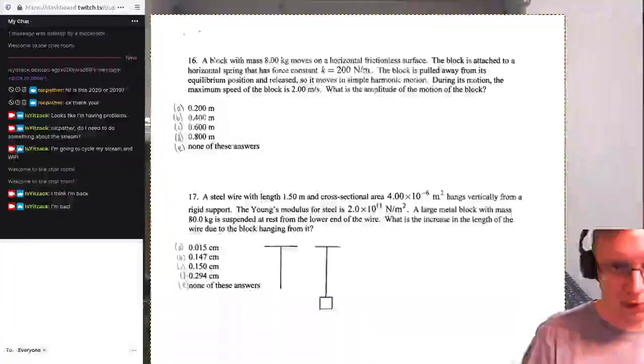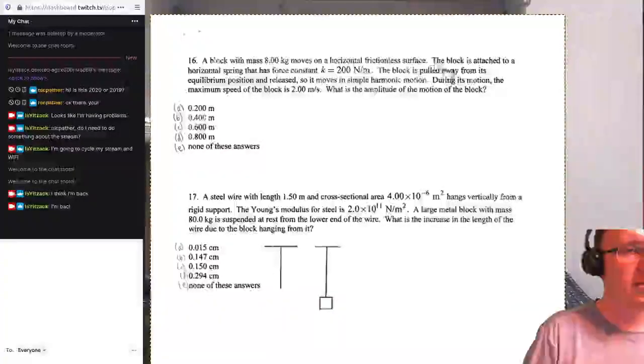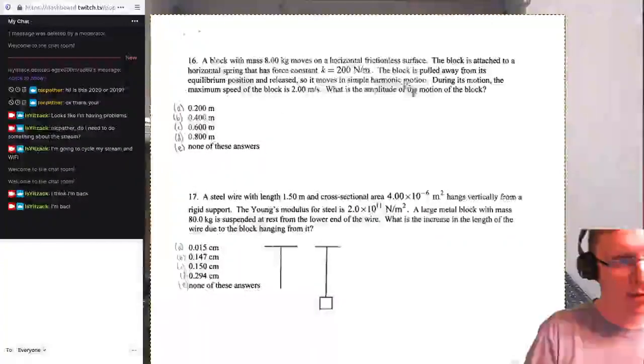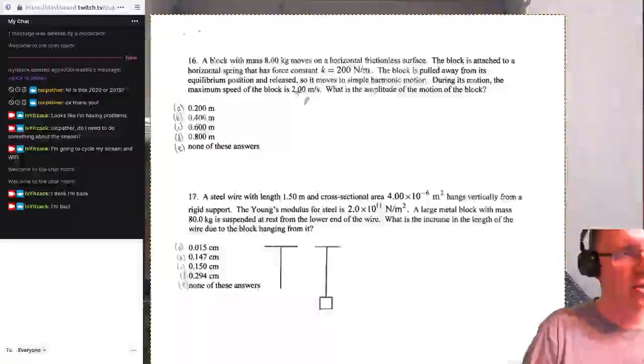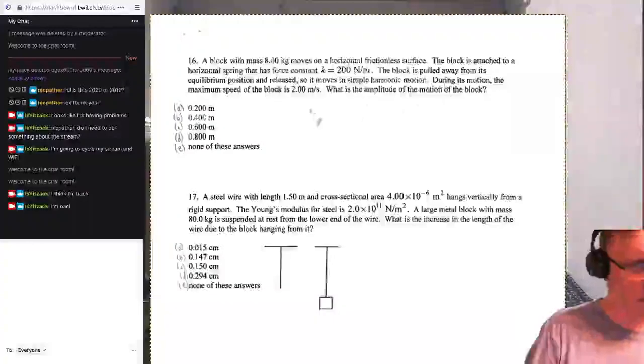I should select on it. There we go. A block with a mass of 8 kilos moves on a horizontal frictionless surface. The block is attached to a horizontal spring with a given force constant. The block is pulled away from its equilibrium position and released so that it has simple harmonic motion. During its motion, the maximum speed is 2 meters per second. What is the amplitude of the motion of the block?